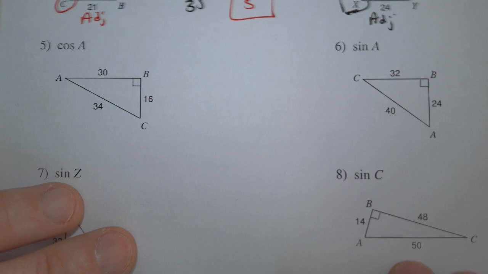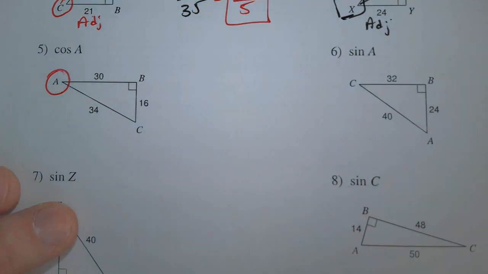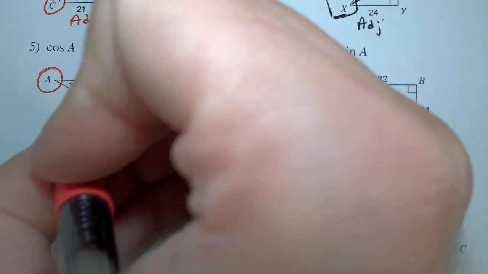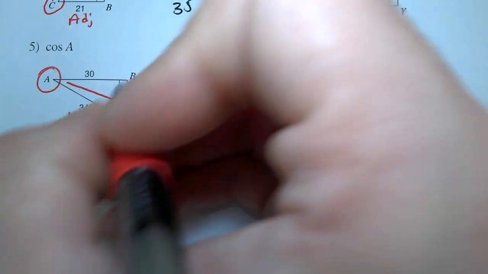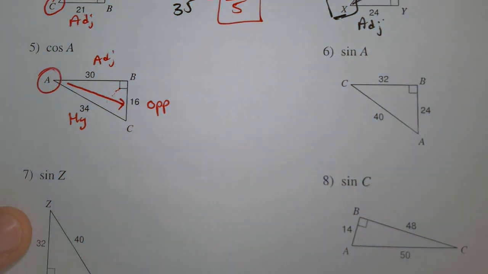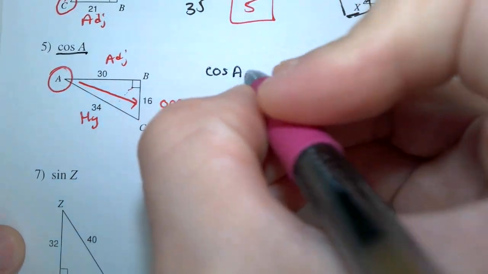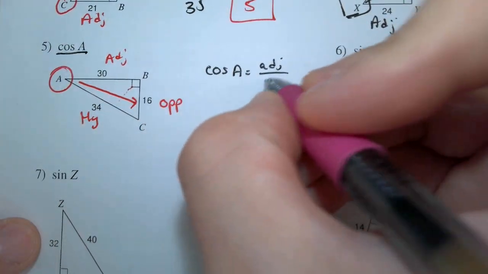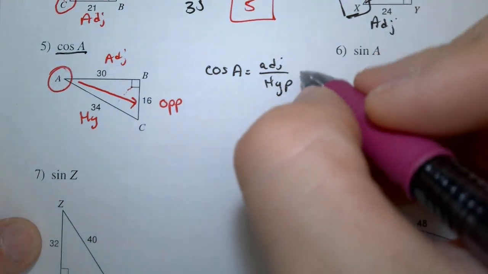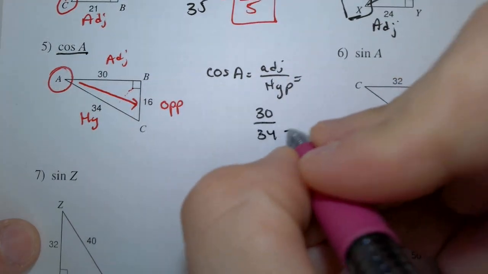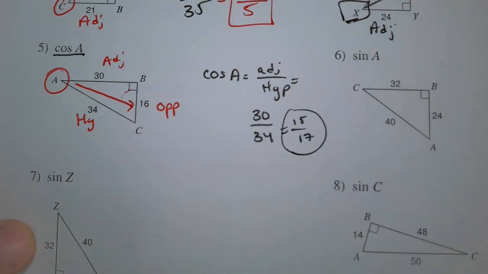Okay, the angle placement is changing. Now the angle is over here, okay? So we got to be careful. This is the opposite side of that angle. And 34 is the hypotenuse because that is directly across from the 90-degree angle, which leaves 30 for our adjacent side. Here we're looking for cosine of angle A. Cosine of A is going to be adjacent divided by hypotenuse. So that is going to be our adjacent, which is 30, and our hypotenuse, which is 34. So 30 over 34, or 15 over 17 when simplified.